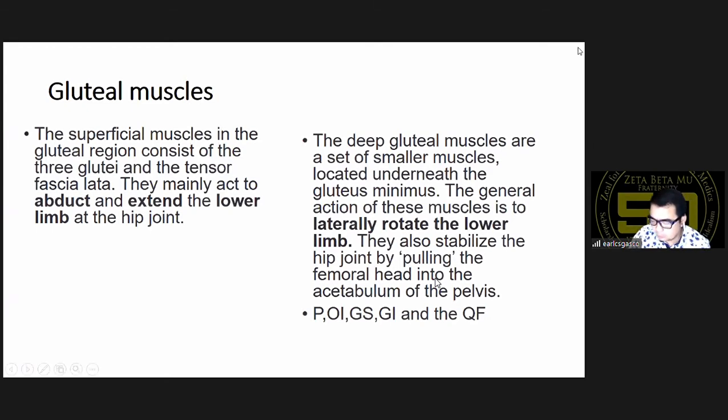For the deep gluteal muscles, we have the piriformis, obturator internus, the gemellus superior, the gemellus inferior, and the quadratus femoris. Glutei and the deep gluteal muscles.